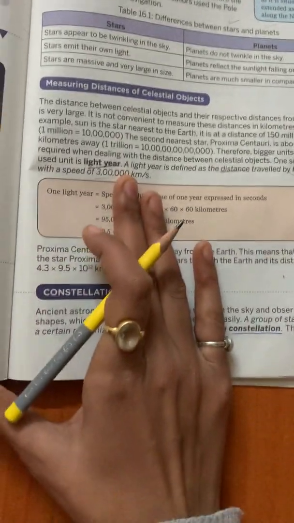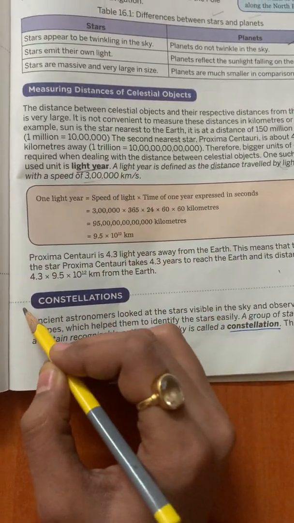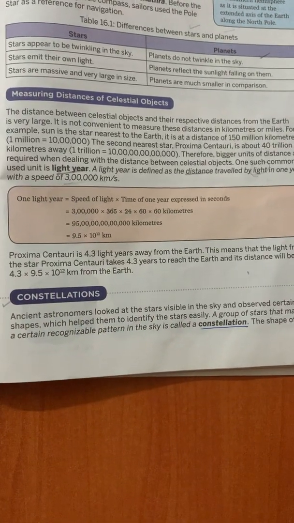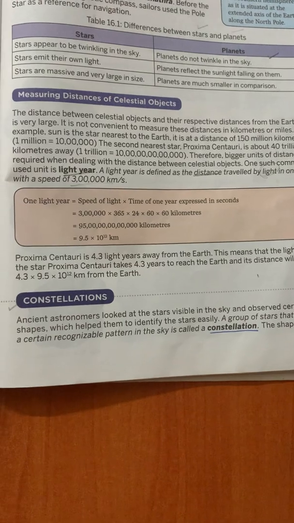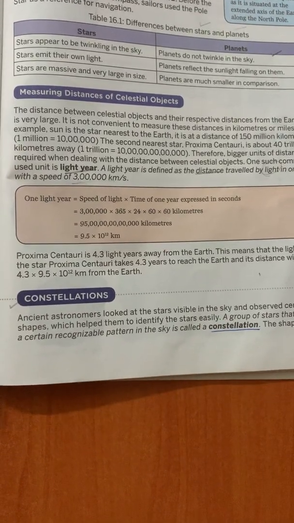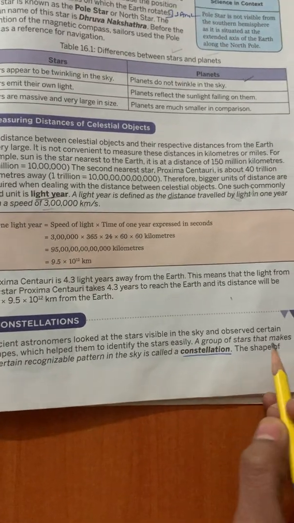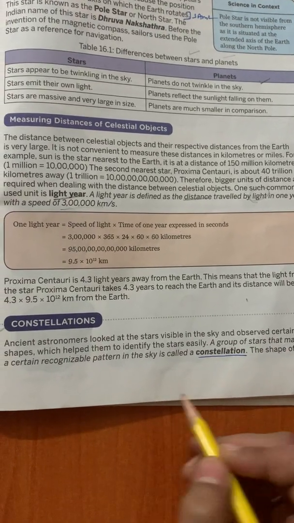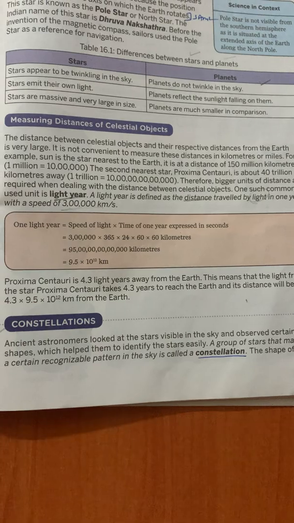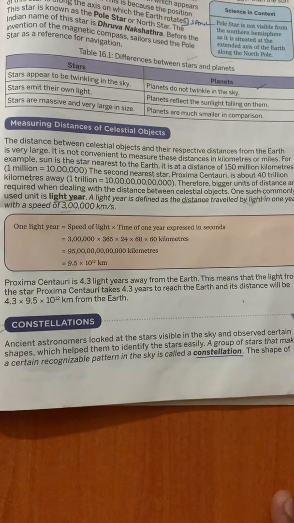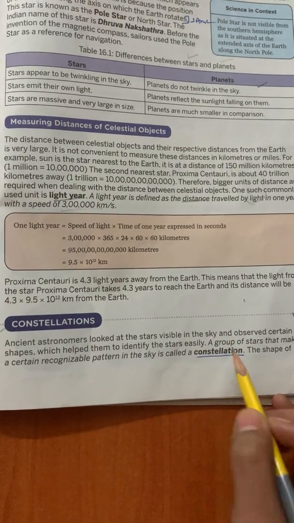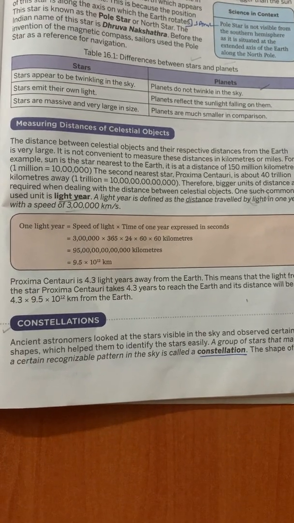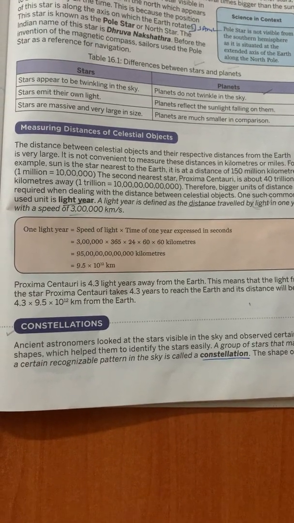Next we will discuss constellations. What are constellations? We have discussed that stars are huge spheres of gases, but a constellation is a group of stars. They make a certain recognizable pattern in the sky, and that is why they are known as constellations.